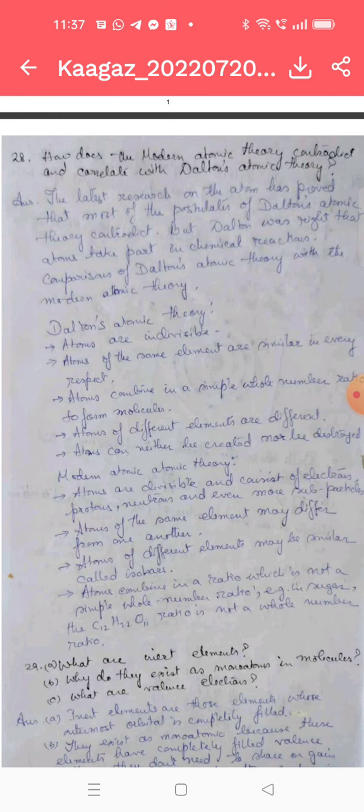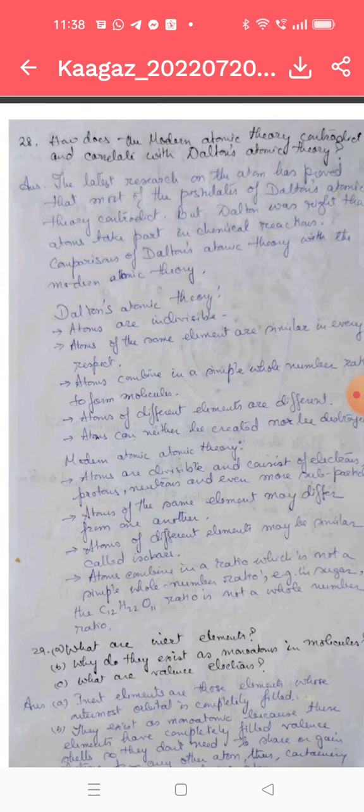Dalton said that atoms are indivisible, but modern atomic theory says that atoms are divisible and they consist of electrons, protons, neutrons, and even more subatomic particles. This is a contradiction. Then another thing: atoms of the same element are similar in all respects. This is given by Dalton, but modern atomic theory says that atoms of the same element may differ from one another.